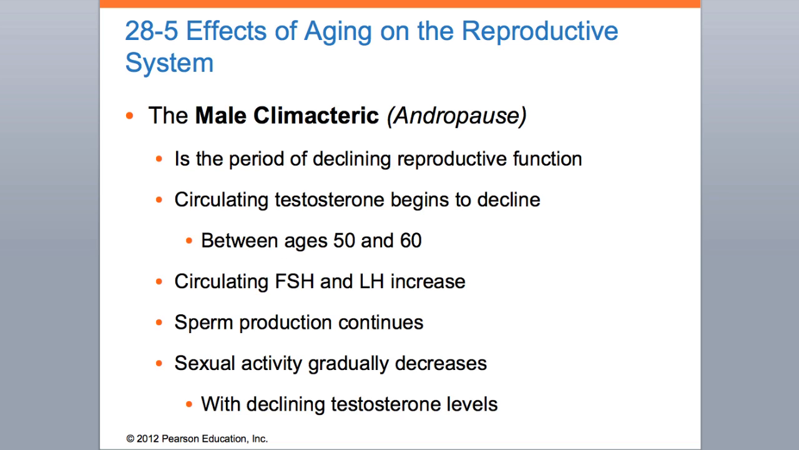Next slide. Men have it too, but notice the men's age is a little bit higher. It comes because of decrease in testosterone. Now, that causes FSH and LH to rise. Remember, you don't have the feedback anymore. Sperm production will still continue, and sexual activity will gradually decrease because of declining testosterone levels. So sex drive will drop with the testosterone level.